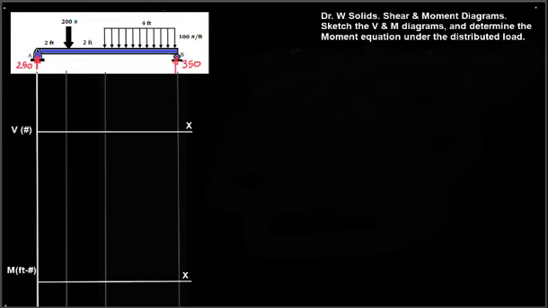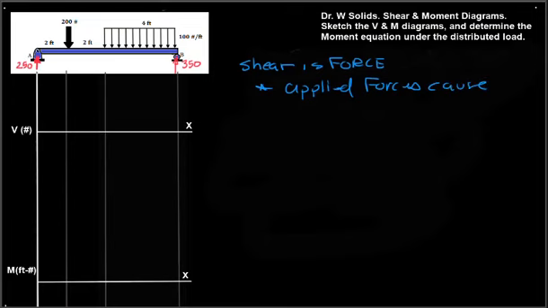Okay, to start our shear and moment diagrams, when we're doing a shear diagram, shear is force. So note, any applied forces cause shifts in V. What do I mean by that? If we imagine that this beam extends further out past A, there's no load out here, so we'd anticipate that there'd be no V in this region.